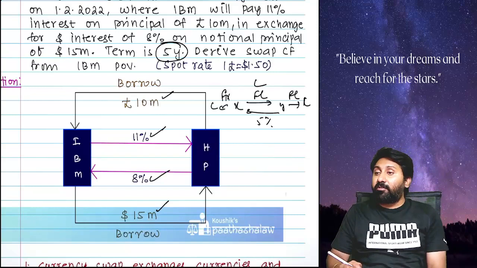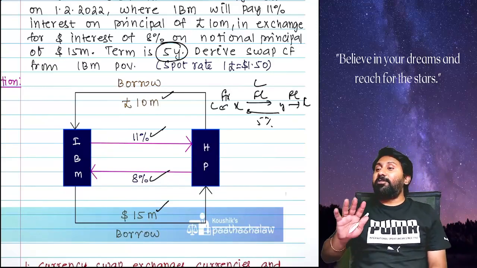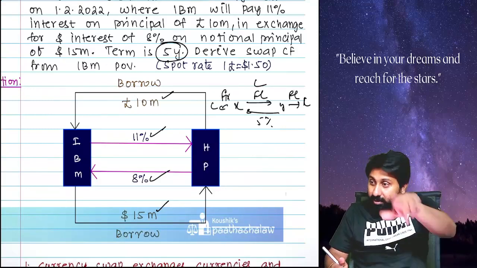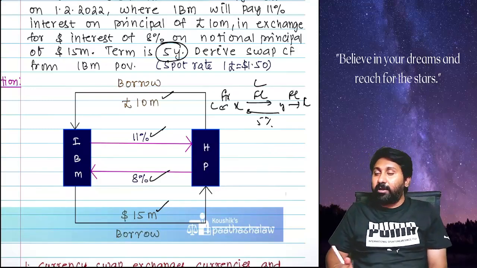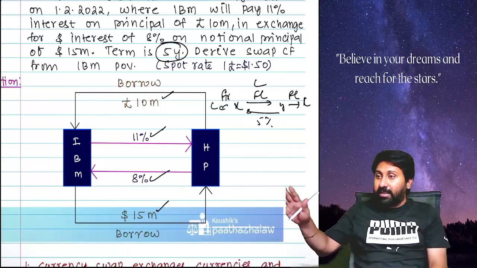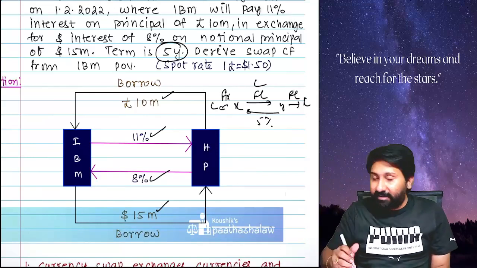Now what will really happen? In the transaction, we don't actually receive LIBOR and we don't actually pay LIBOR. The transactions are netted off and only the overall amount is taken. That means you will not really pay, you will not really receive. But in a swap transaction, really you will receive and you have to pay. The reason I will tell you.